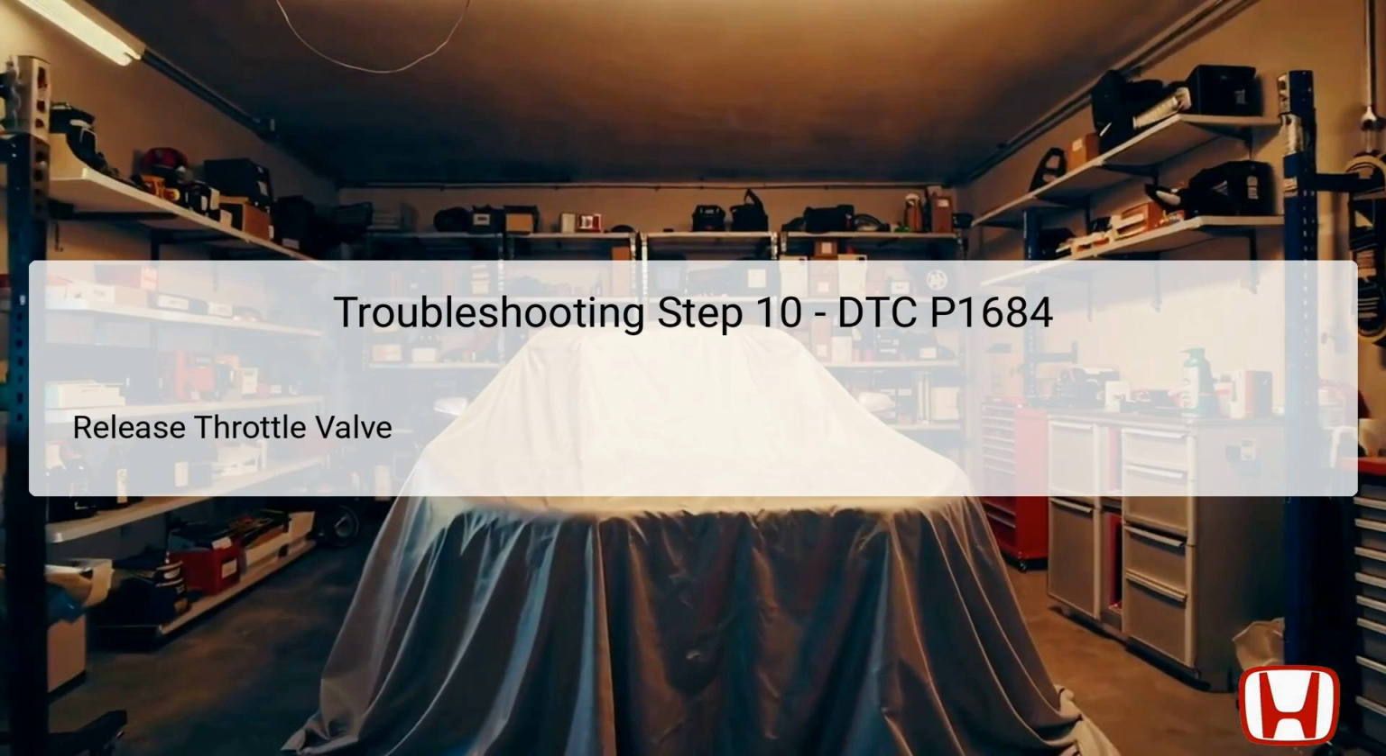This is a critical juncture in the troubleshooting process for DTC P1684 because the throttle should return to its closed position effortlessly. If the throttle valve returns fully, it indicates that the throttle body may simply need cleaning due to accumulated dirt or debris, which can hinder performance.